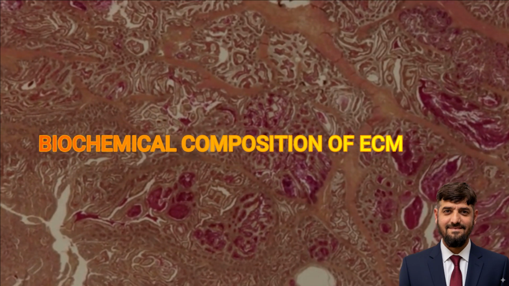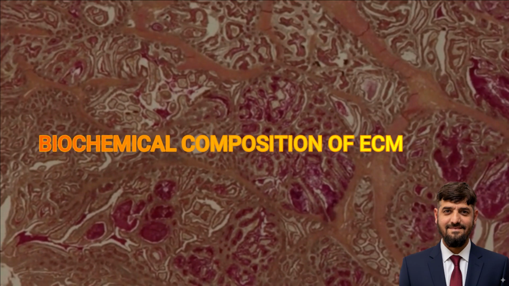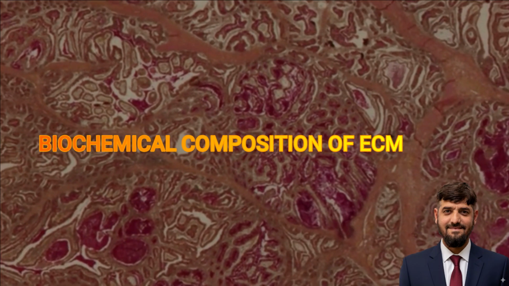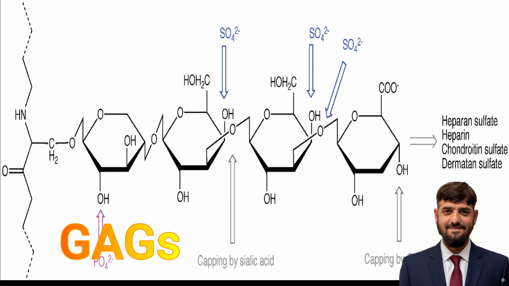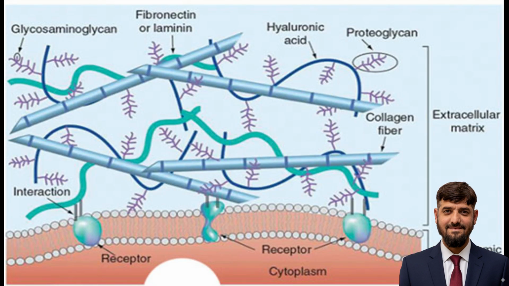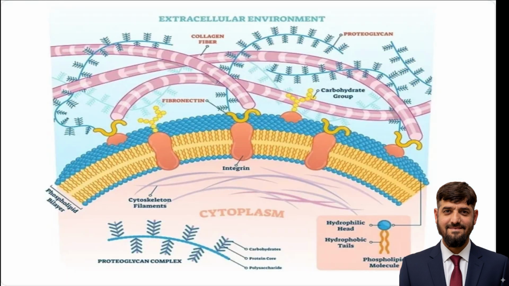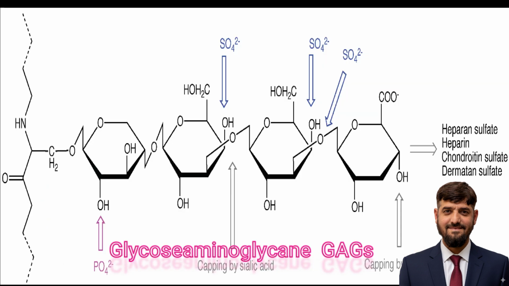Biochemical composition of the extracellular matrix include three major components, that is glycosaminoglycan and proteoglycans, fibrous proteins, and specialized extracellular matrix, also known as basal lamina. We will discuss now each of these components stepwise. So the first one is glycosaminoglycans. These are commonly known as GAGs.